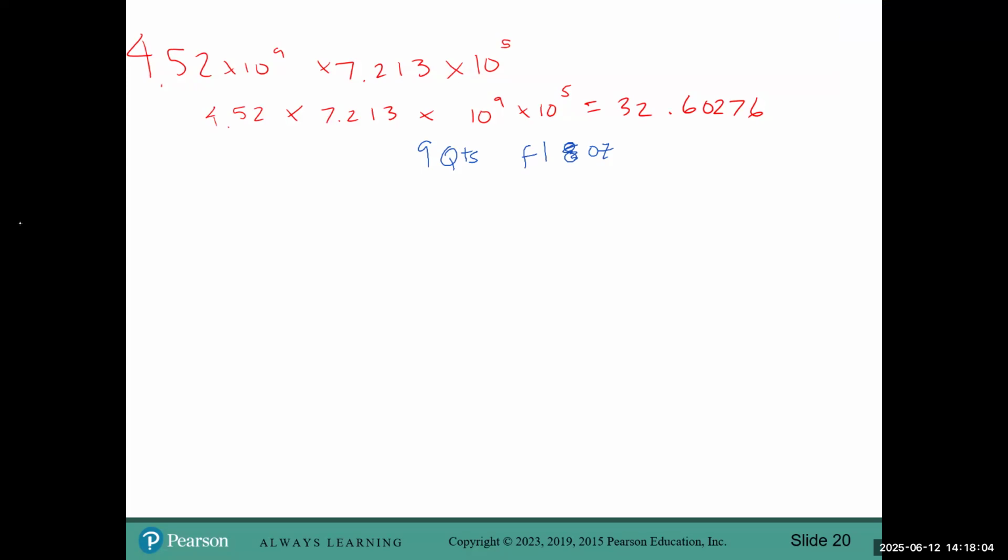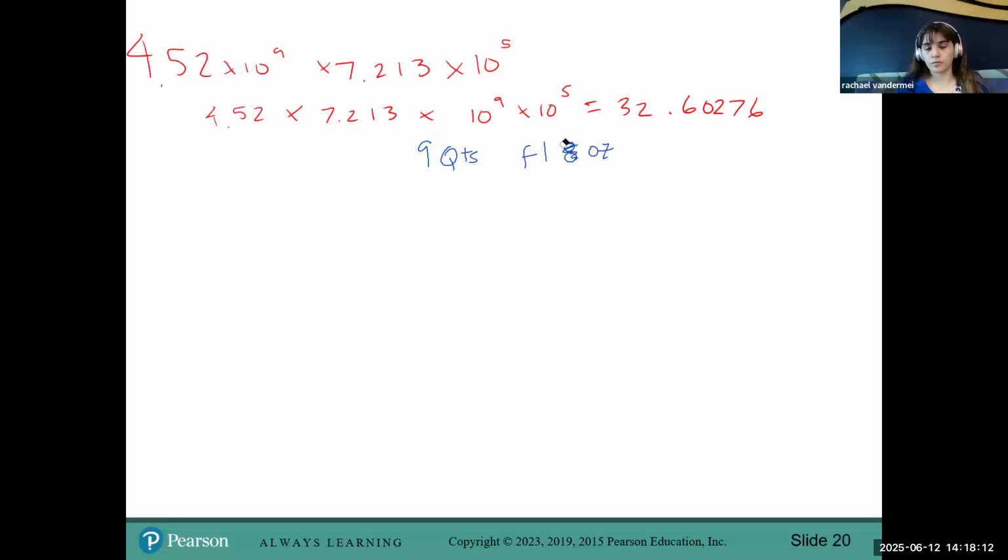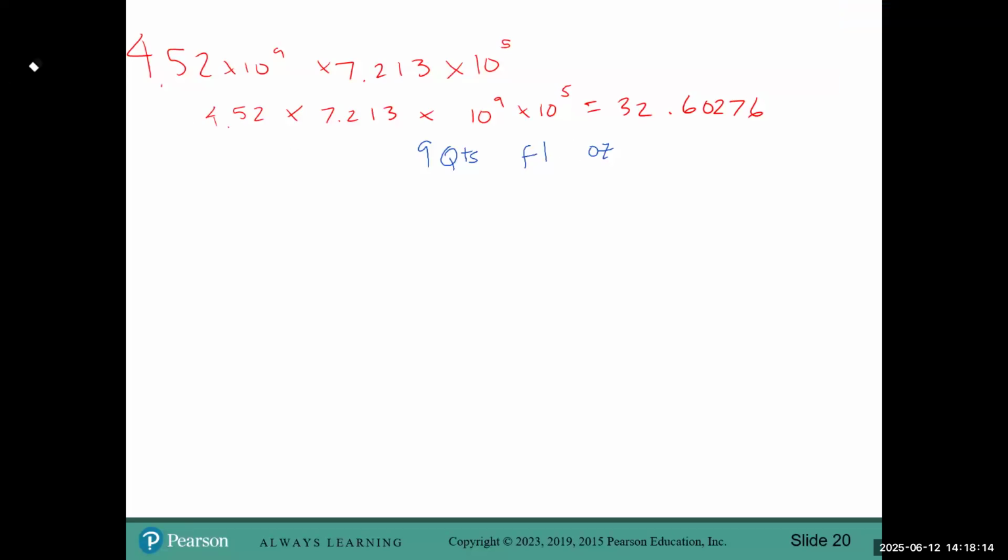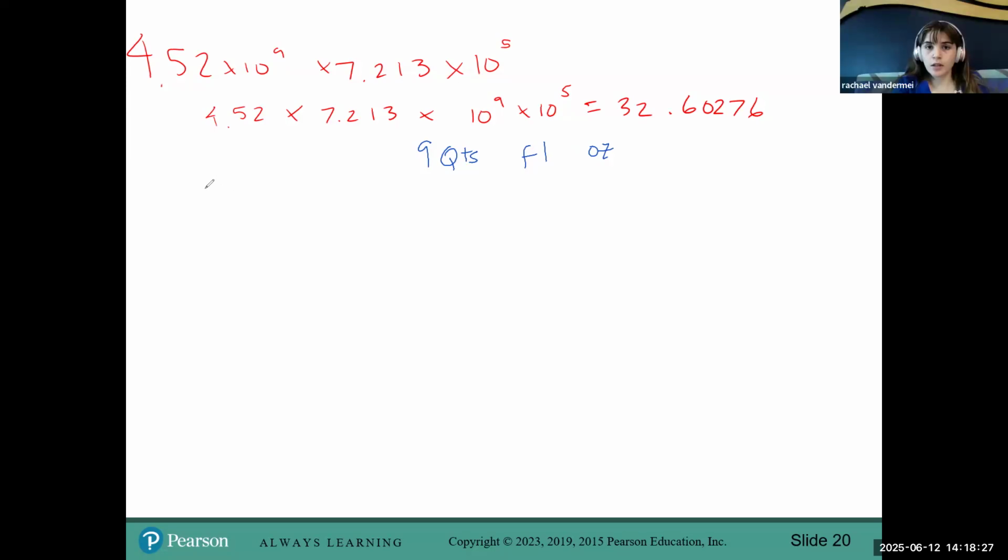I probably wouldn't do it that way, because that's going to maybe introduce some rounding errors. Because fluid ounces and quarts are both part of the standard system, I would convert within it. So what were some of the factors that we had? Do we have quarts to cups and cups to fluid ounces? Let me look real quick.